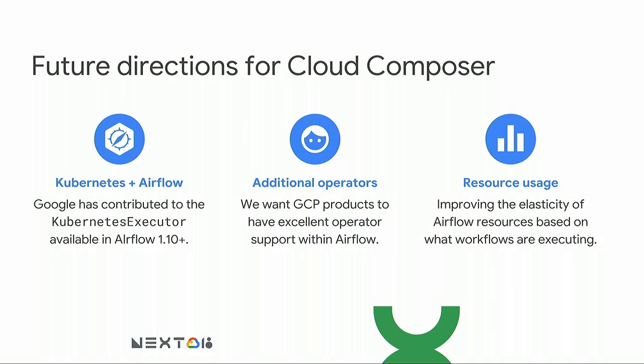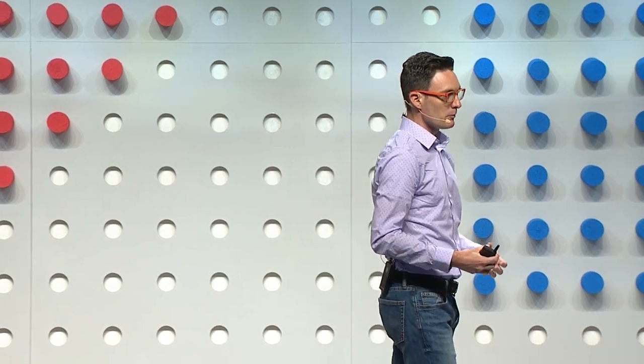Third, resource usage. So right now, you can create your Composer environment with a fixed size. You can also resize that environment. We're also thinking of ways that we can increase the elasticity of that environment based on workflows that are executing on that environment. Much like a lot of our managed services, we want to tightly constrain the resources that you're using for an environment to what's actually going on in that environment.